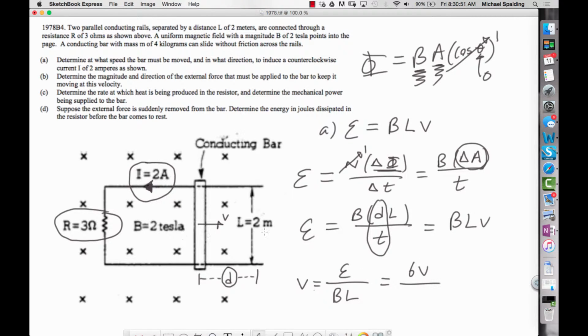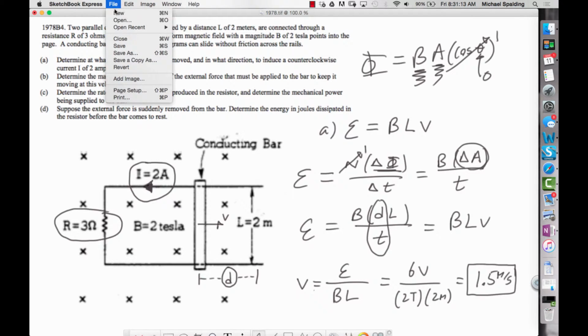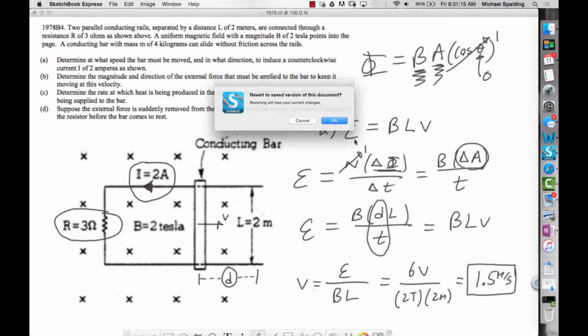And then the magnetic field is constant at 2 Tesla. And then the length of the bar is 2 meters. So then this comes out as 1.5 meters per second. Boom. Okay, now, which way is the bar moving? Is the bar going to be moving to the right or to the left? So this is Lenz's law. Let me just explain step by step.